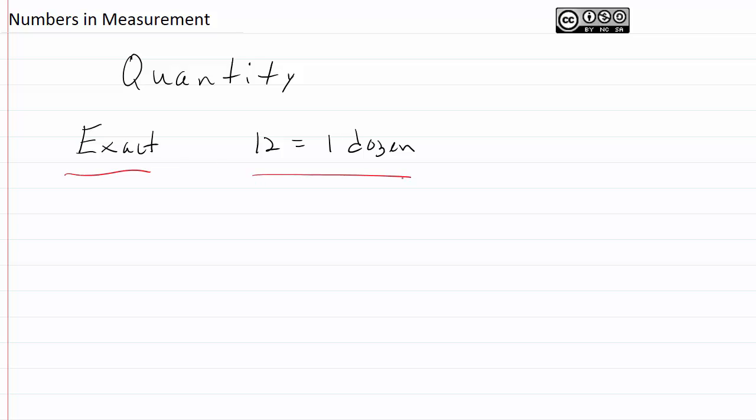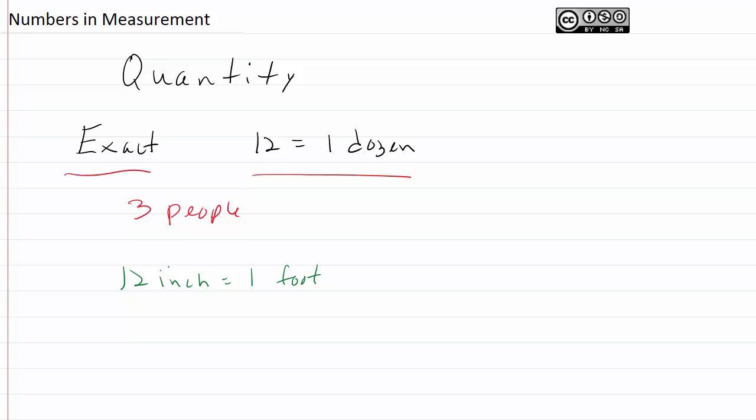Okay, if I see 3 people in a room, that's an exact number. I don't have to question my quantity. I don't have to say, well, maybe there's 3.1 people or something like that. It's exactly 3. The other thing that's exact is numbers by definition. And so, for example, 12 inches is 1 foot. That's exactly 12 inches, and it's exactly 1 foot.